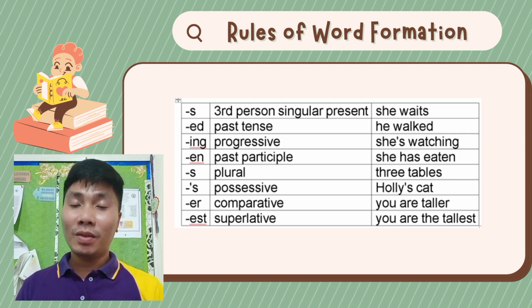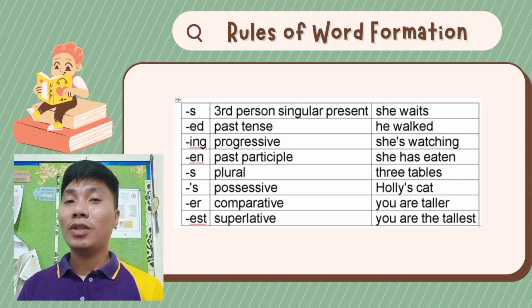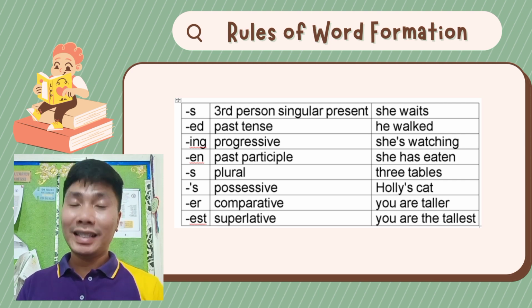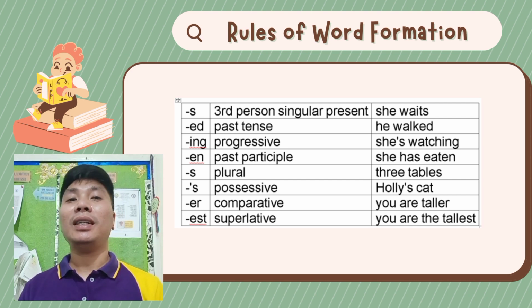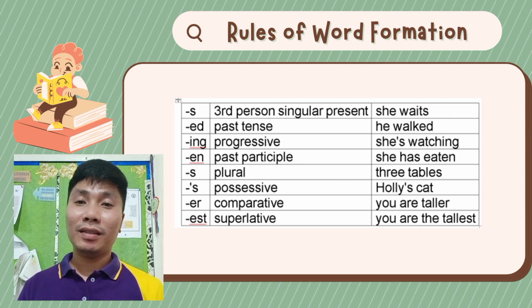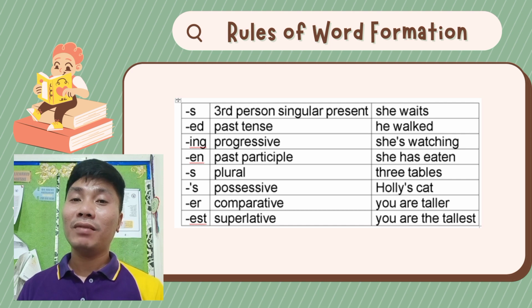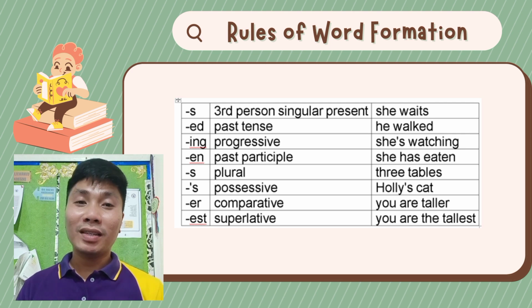So basically, they're all suffixes, and of course, inflectional morphemes are a type of bound morpheme. Okay, let's start with the s, which shows the third person singular present. So for example, she waits. Next is the suffix ed, which shows the past tense of a verb. For example, he walked. Next is the ing, which is progressive. For example, she's watching.